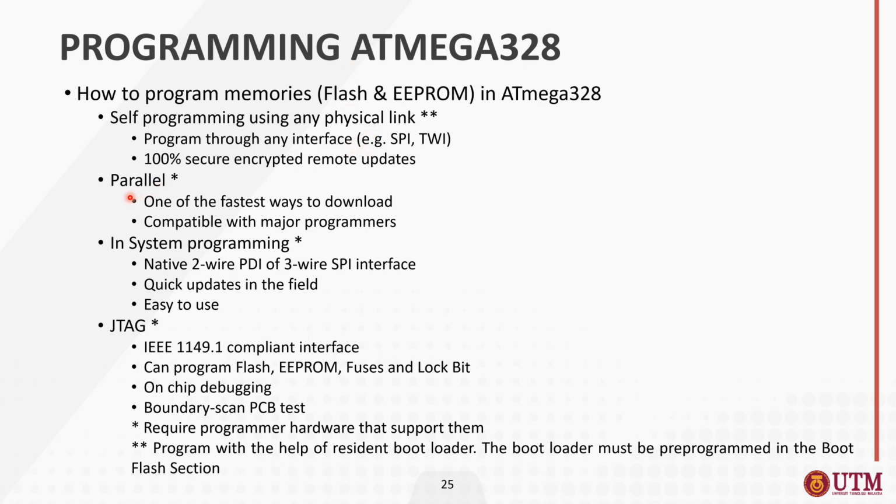Right, so next is parallel. Parallel is one of the fastest ways to download, and it is actually compatible with major programmers. For parallel programming methods, you can update and change the codes while running the chip, right? That is the parallel method. For the parallel method, it requires programmer hardware that supports it, okay?